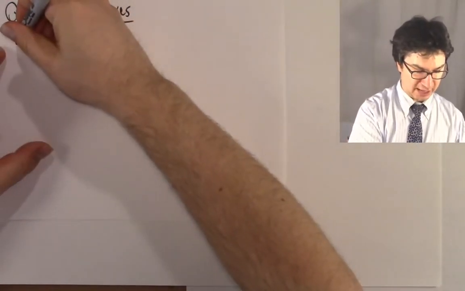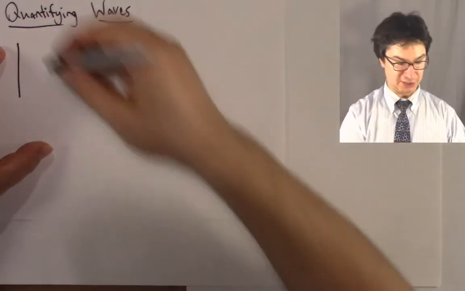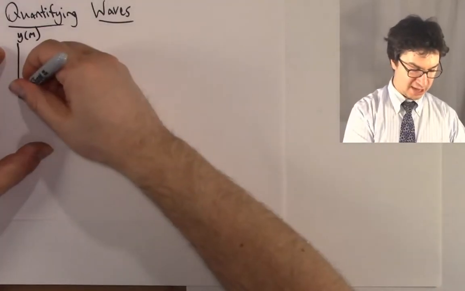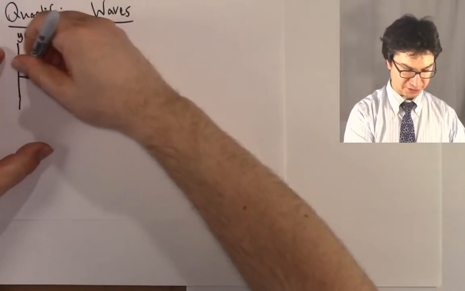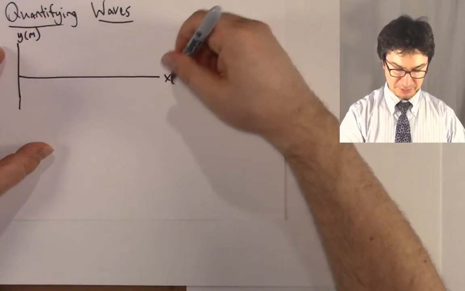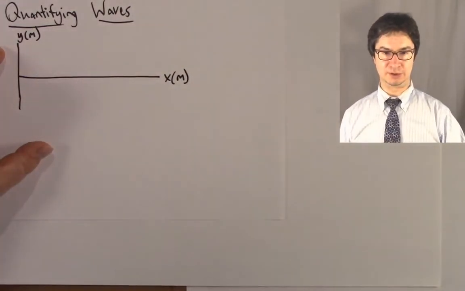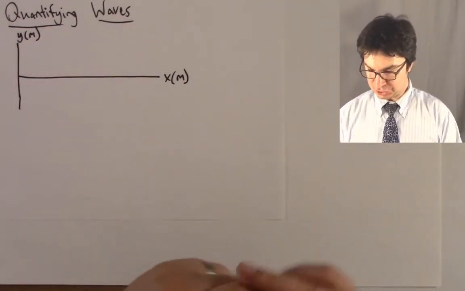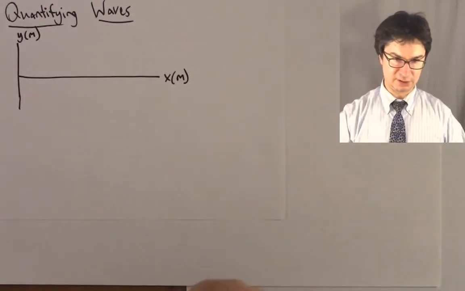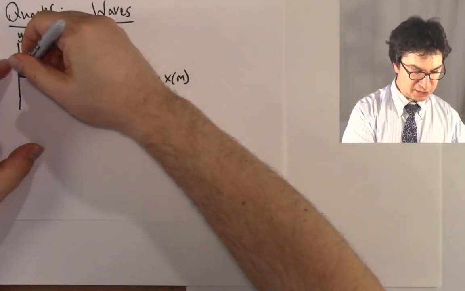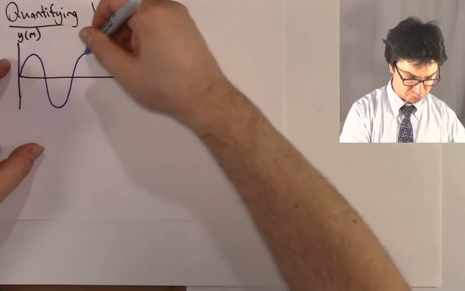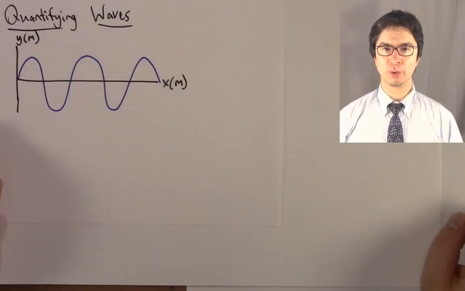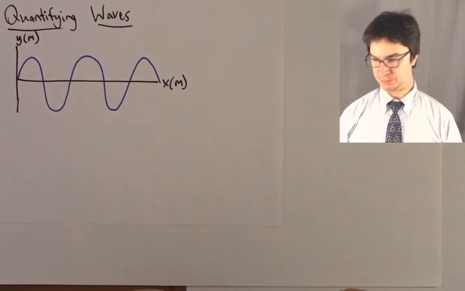So let's start with a vertical axis, and this vertical axis is going to be the y position in meters of the wave, and then on the horizontal axis, we're going to have the x position of the wave also in meters, just like that, okay? And what we want to do is graph the wave like this. We're going to do a nice sine wave, like that, okay? So what we want to do is ask ourselves, what can we measure on this wave?